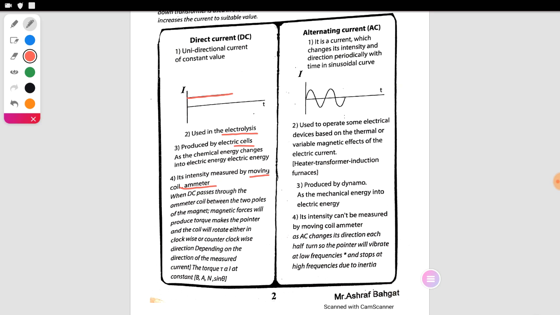Direct current has its intensity measured by a moving coil galvanometer. When direct current passes through a coil between two poles of a magnet, magnetic forces will produce a torque, equal and opposite forces with a distance between them, so the magnetic torque tau equals B I A N sine theta. This is the value of the magnetic torque. Tau is called torque.